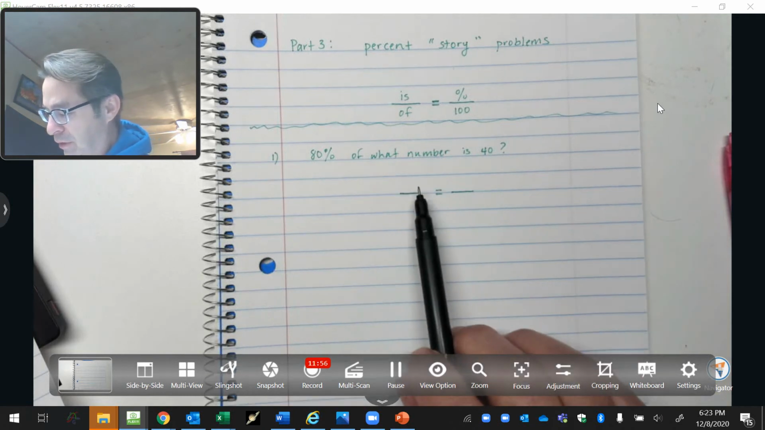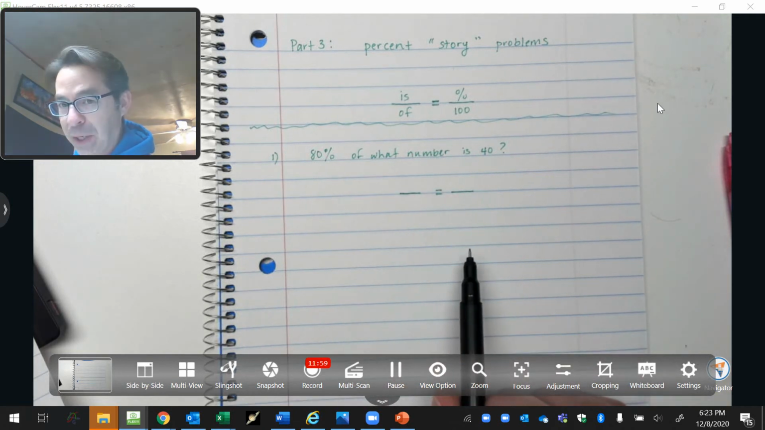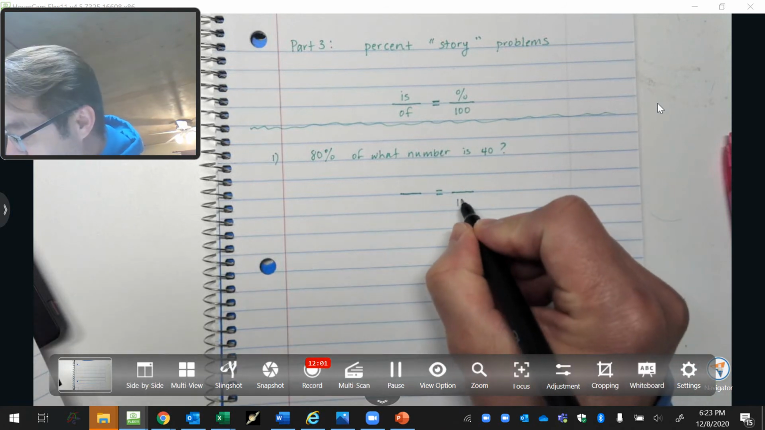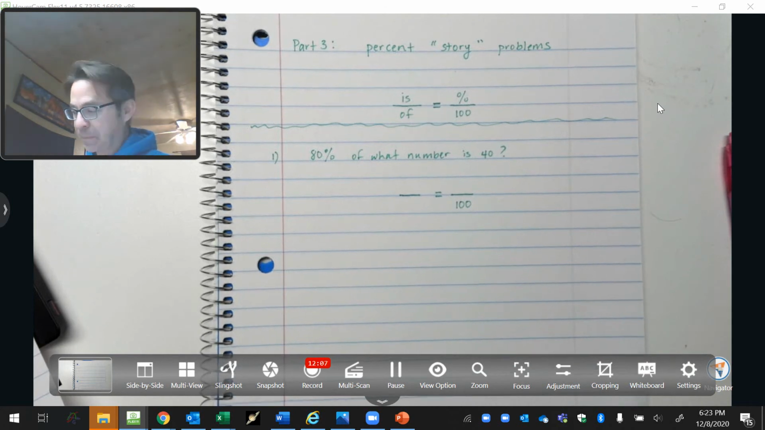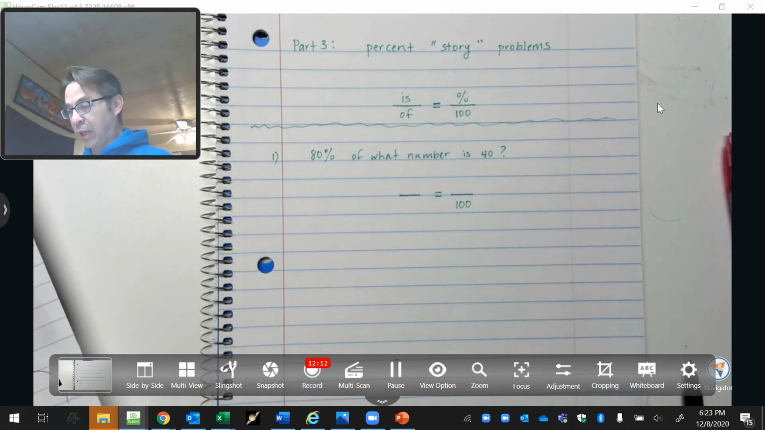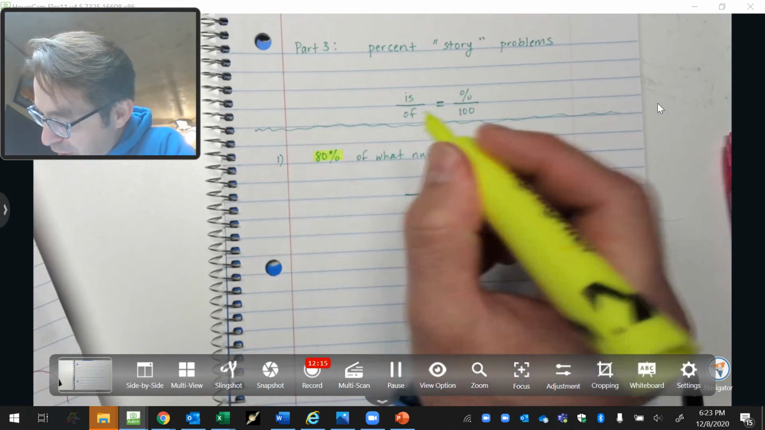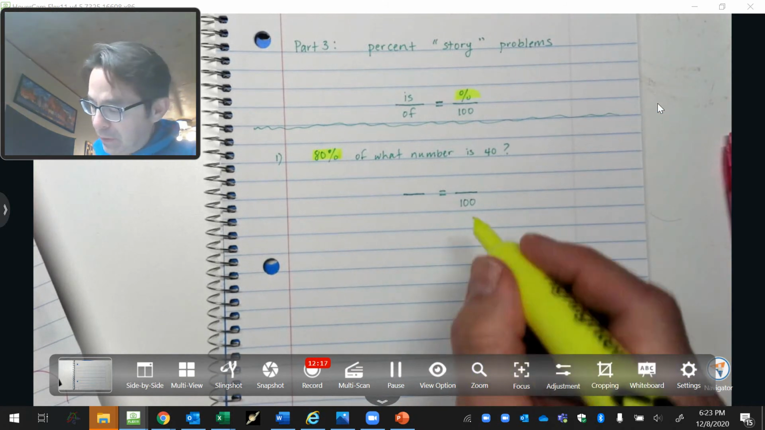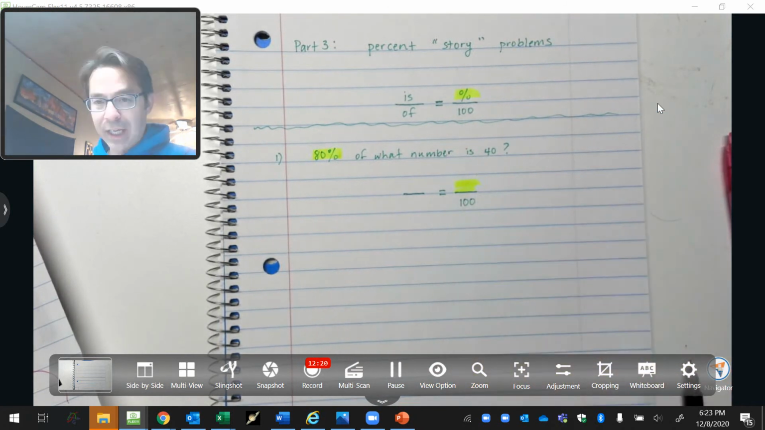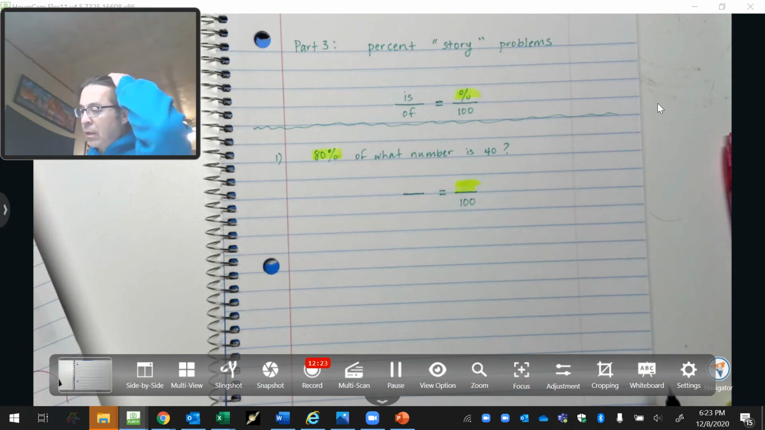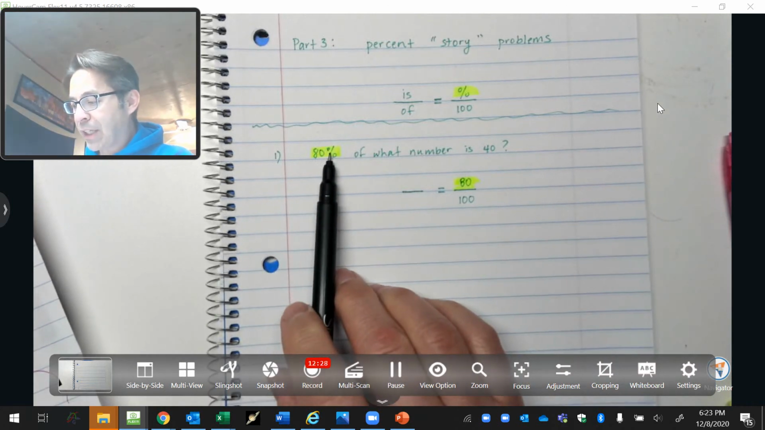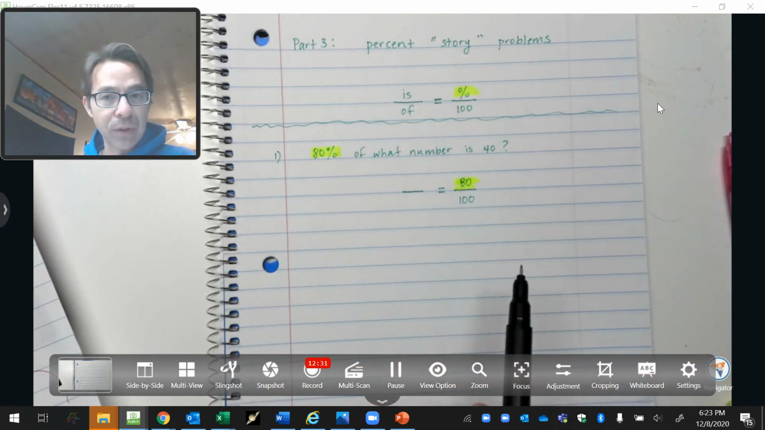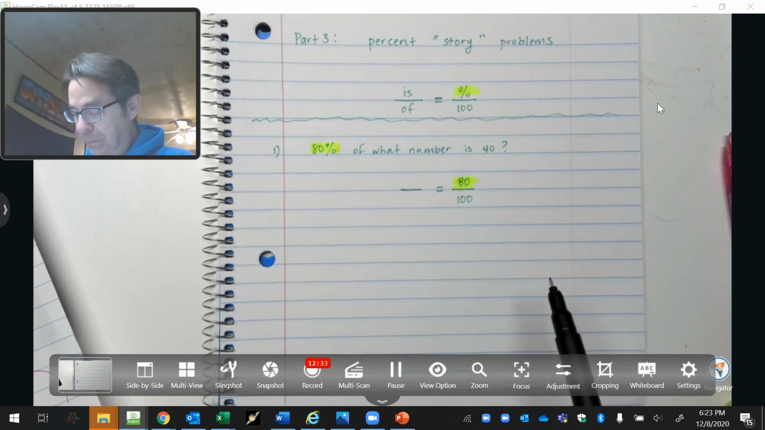First things first, write a blank proportion, and then always, 100% of the time, 100 is going to go in the bottom right part. Next, if in the story problem they tell you the percent, the percent number always goes on the top right. So right there is where we're going to write the 80. And that should make perfect sense, because 80% literally means 80 out of 100. Percent means out of 100.